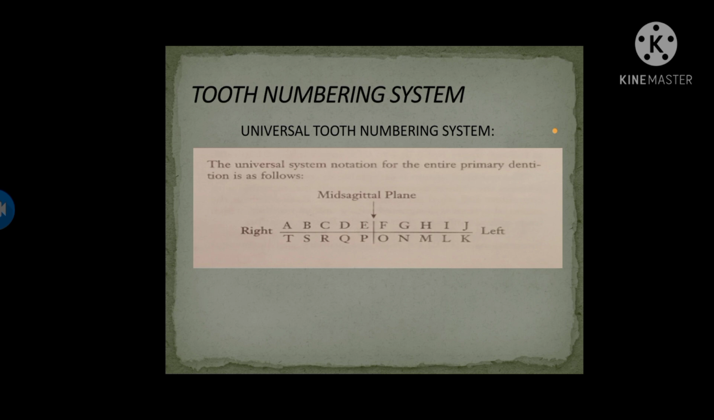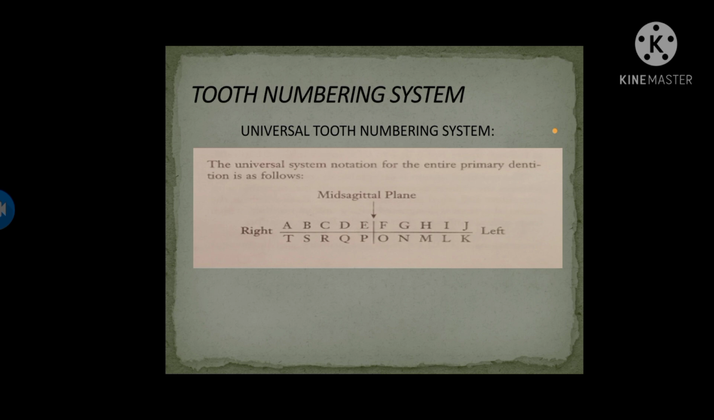So we'll start from the right side and keep on moving towards the left side of the maxilla from A to J. Then we would shift to the mandible from J to K, and then so on, L, M, N, up to T. It would be in a clockwise direction, right?